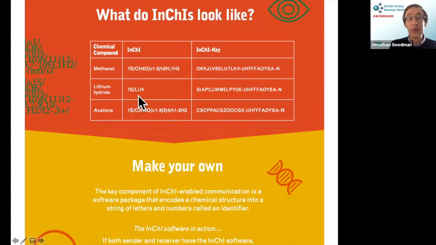Lithium hydride, we can use InChIs for organometallics, though not for all organometallics. Or we can use it for more familiar molecules like acetone. All of these are Ufa-Oiser molecules because they have no stereochemistry.